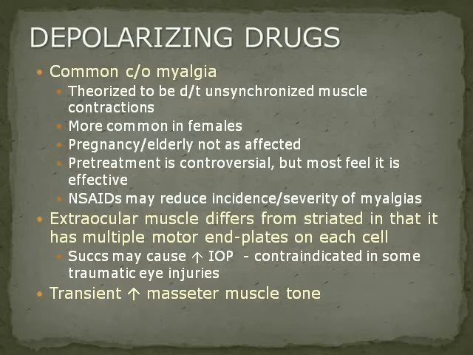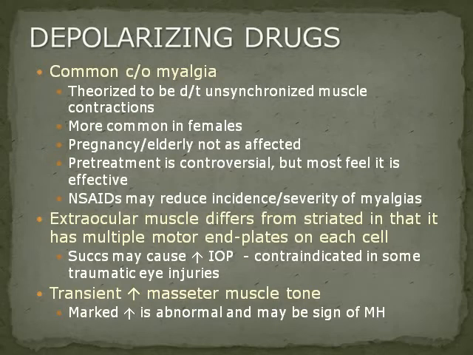Some difficulty may initially be encountered in opening the mouth because of incomplete relaxation of the jaw. A marked increase in tone preventing laryngoscopy is abnormal and may be a premonitory sign of malignant hyperthermia. The elevation in intraocular pressure is not always prevented by pretreatment with a non-depolarizer.